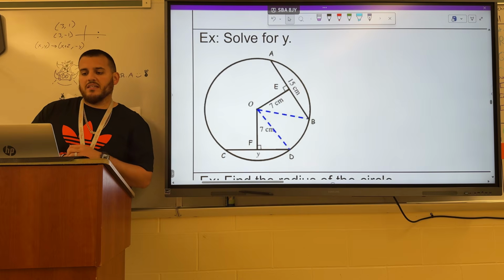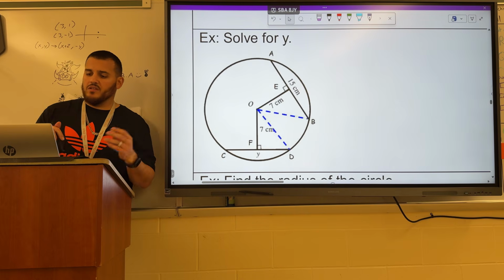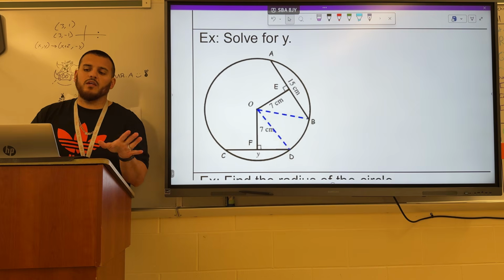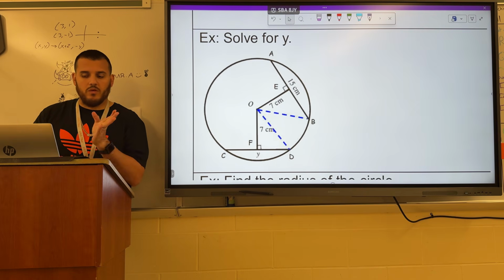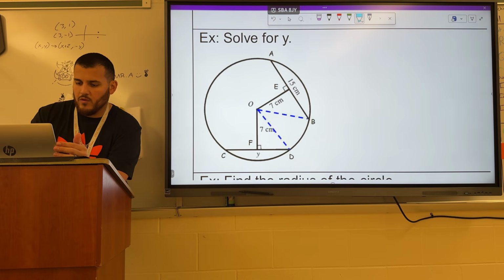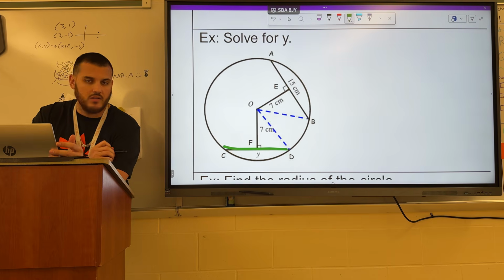Okay, let's apply this knowledge. In this figure, there's a bunch of little segments going on here, right? For the blue dotted lines, those might be distracting. We can ignore those for this problem where we're just solving for y. Okay, what we need to recognize is that we have chords here. There's a chord CD. That was a fat highlight. Let me do this one. There's a chord CD.